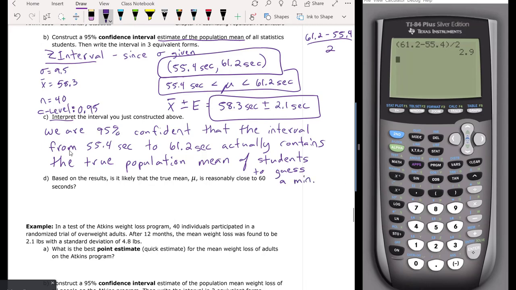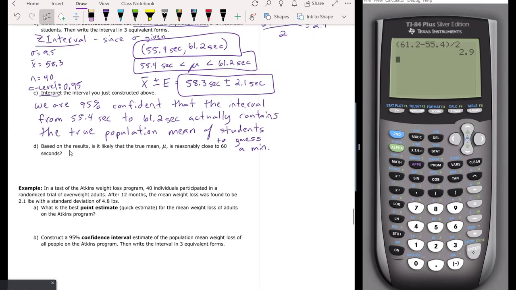Okay. And that's basically what you have going on there. That's to be your interpretation that you look for.